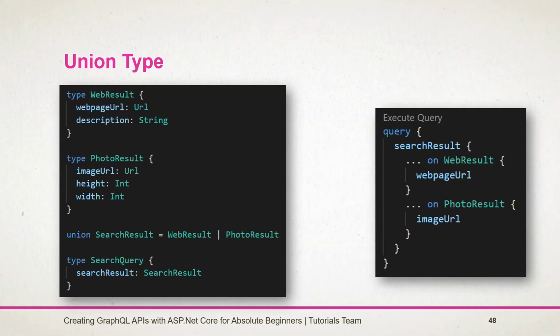While querying the data, we need to use an inline fragment because there are no common fields, so the GraphQL system will be unable to identify the field.